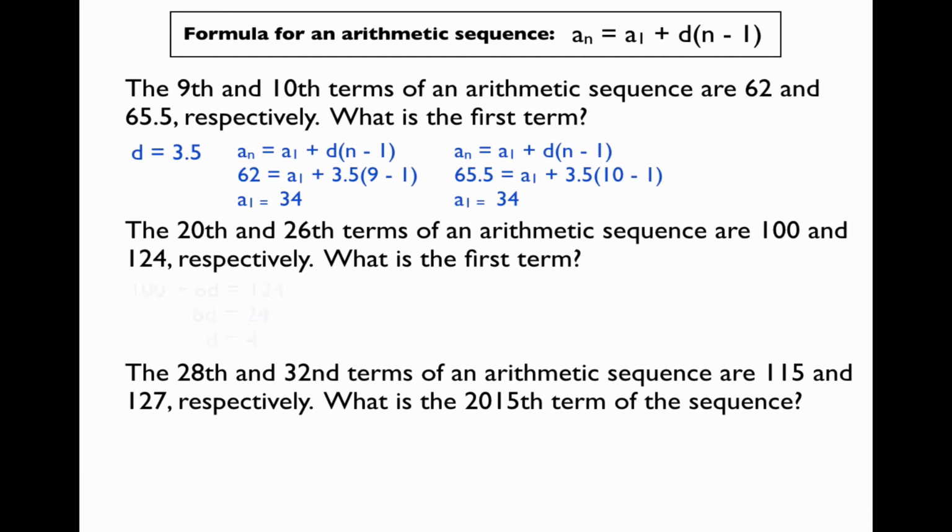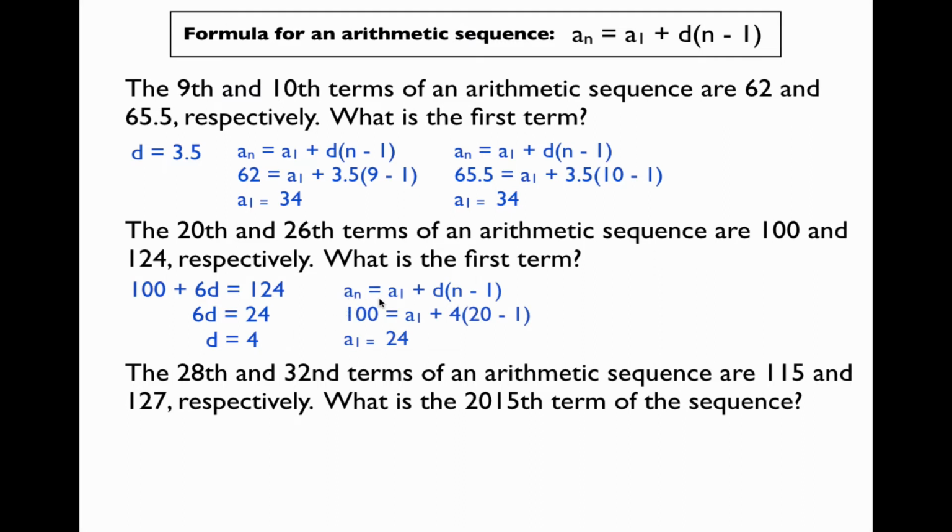Another way you could have figured it out is you start at 100, which is the 20th term in the sequence, and 6 terms later you're at 124. So you add the common difference 6 times and you get 124, and solve for d, and you get the common difference is 4. And so now, using the information in the problem, you can solve for the first term.